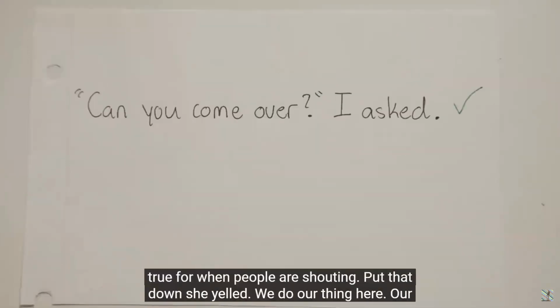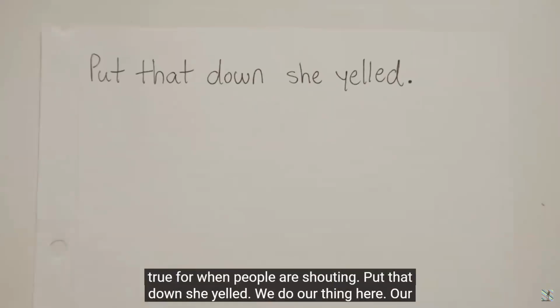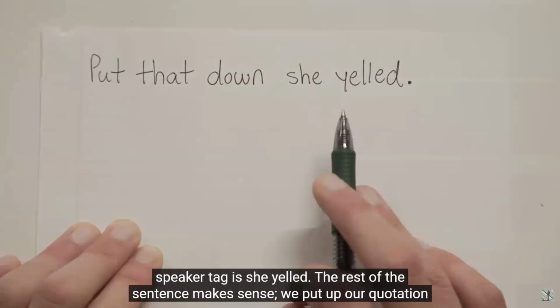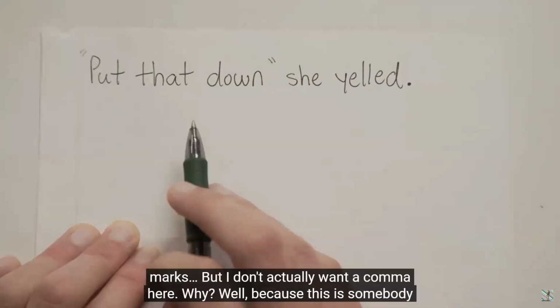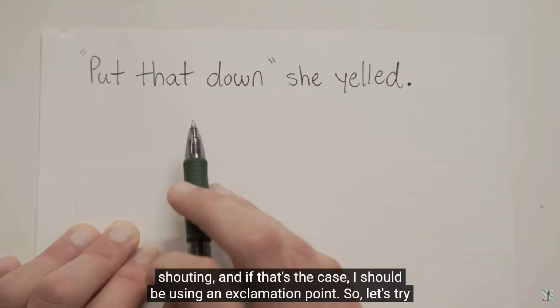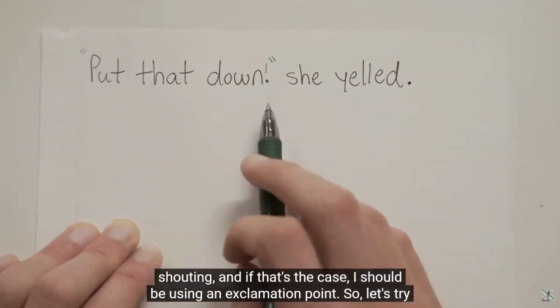The same thing is true for when people are shouting. Put that down, she yelled. We do our thing here. Our speaker tag is "she yelled." The rest of the sentence makes sense. We put up our quotation marks, but I don't actually want a comma here. Why? Well, because this is somebody shouting. And if that's the case, I should be using an exclamation point.